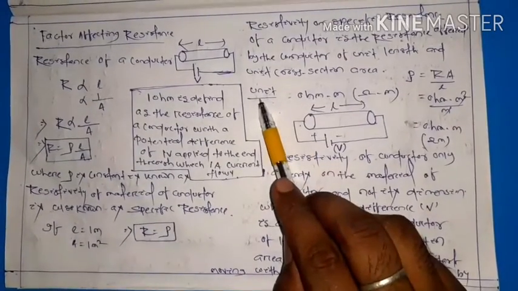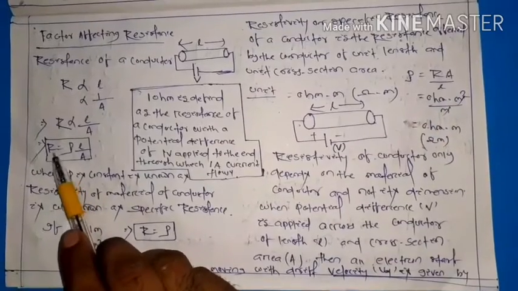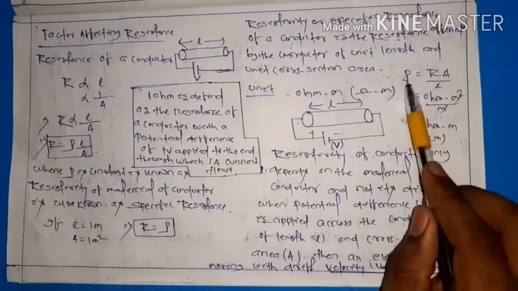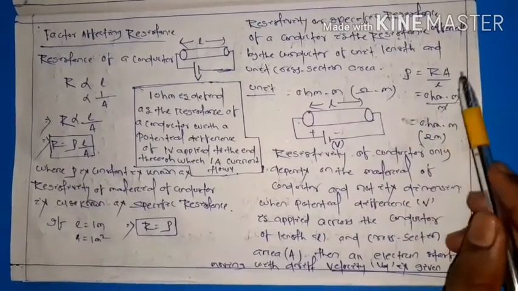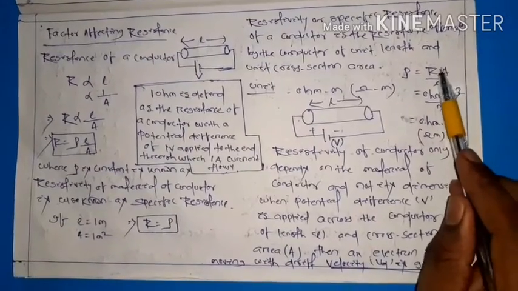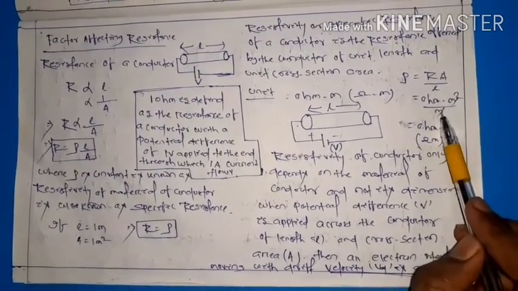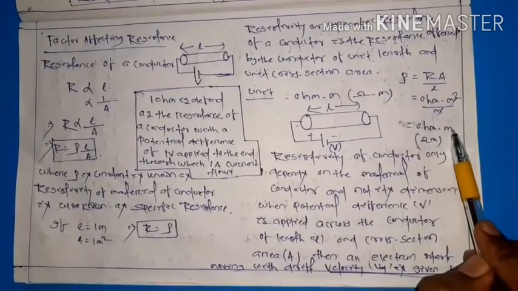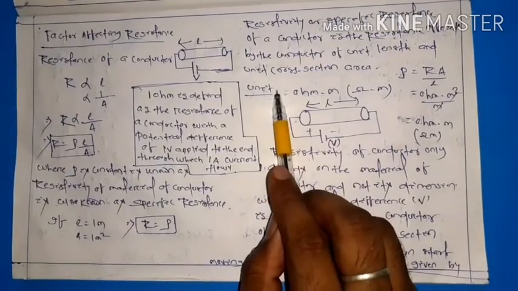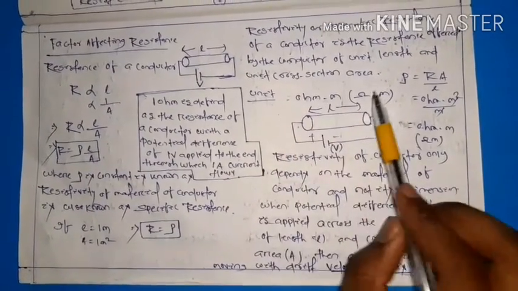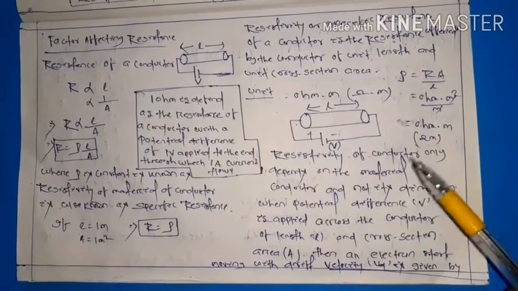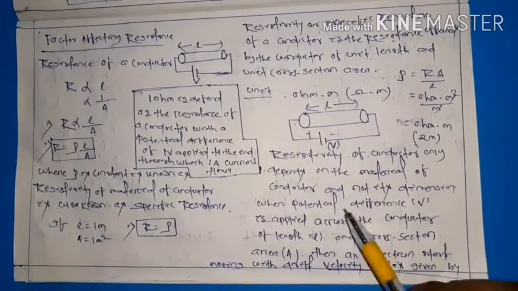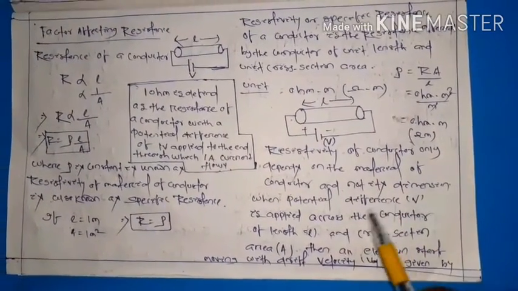Unit of resistivity. As you know, R is equal to rho L by A, so rho is equal to RA by L. The unit of R is ohm, the unit of A is meter square, and the unit of L is meter. So one meter cancels, and rho is equal to ohm into meter. In the SI system, the unit of resistivity is ohm meter. The resistivity of a conductor only depends on the material of the conductor and not its dimensions.